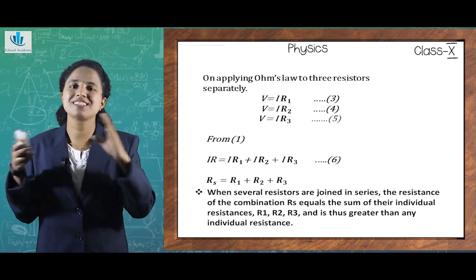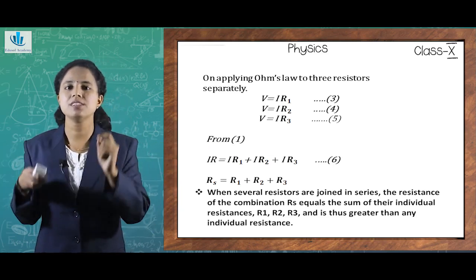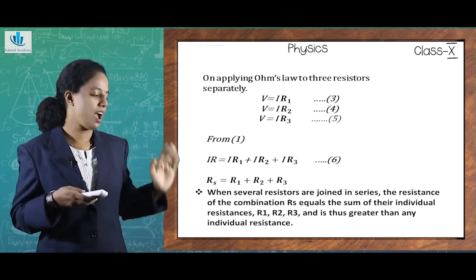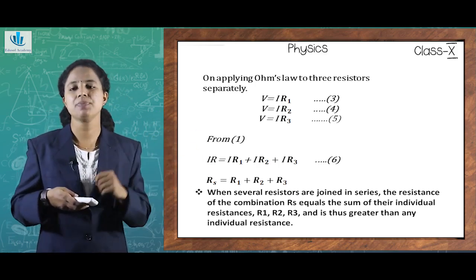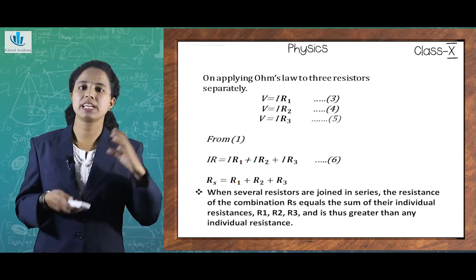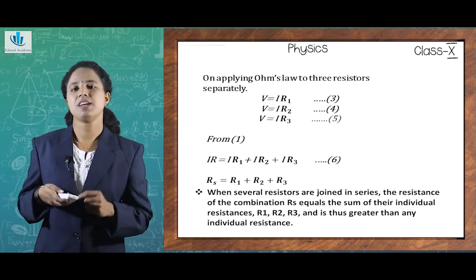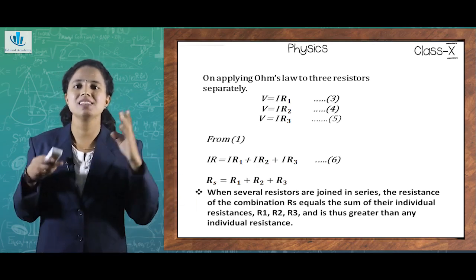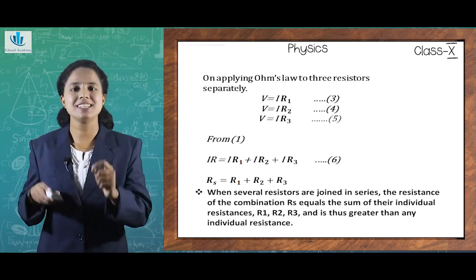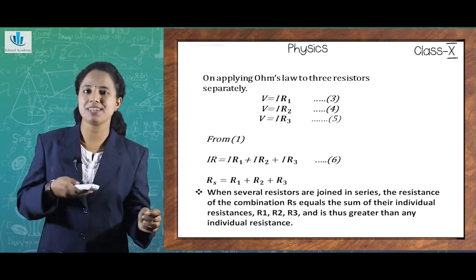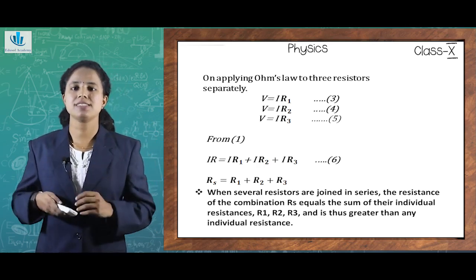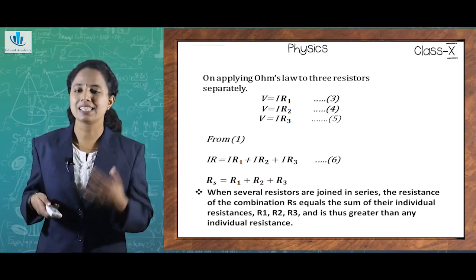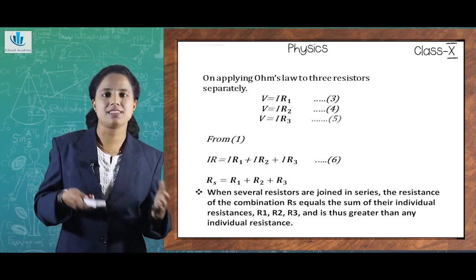So if several resistors are joined in series, then the resistance of the combination Rs equals the sum of their individual resistances, that is R1 plus R2 plus R3. And you can see that this sum will be greater than any individual resistance. So in a series circuit, the current remains the same, whereas the potential difference is changing, and the effective resistance is defined as Rs equals R1 plus R2 plus R3.